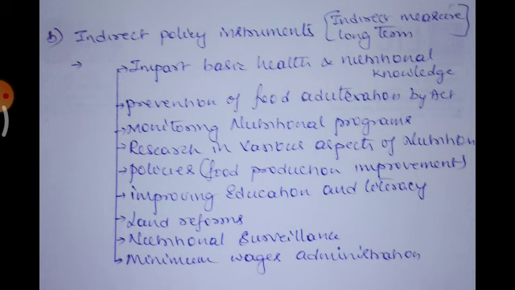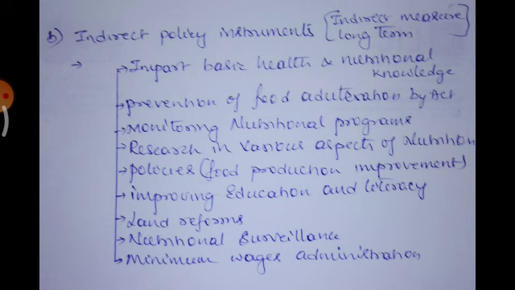And Prevention of Food Adulteration Act, the food is adulterated by various traders and it is going to be avoided by bringing about the act. Monitoring nutritional programs, several national nutritional programs are going to be monitored and implemented properly. Research in various aspects of nutrition, so to bring about good nutrient foods and effective control of nutritional disorders.